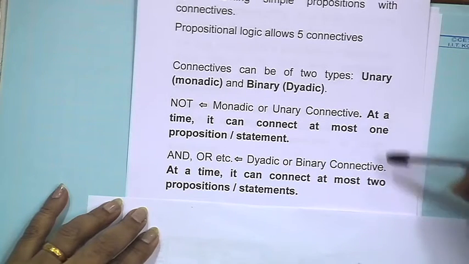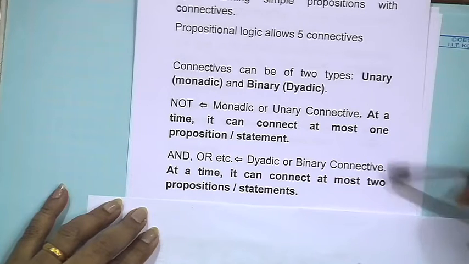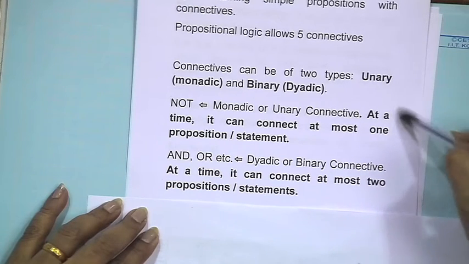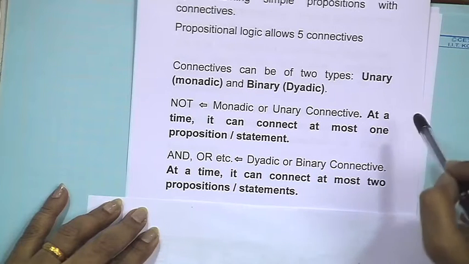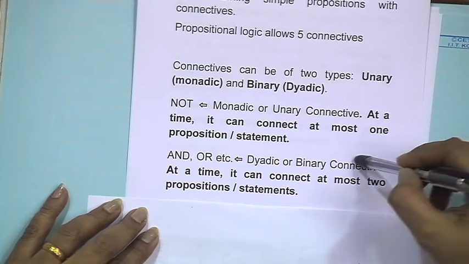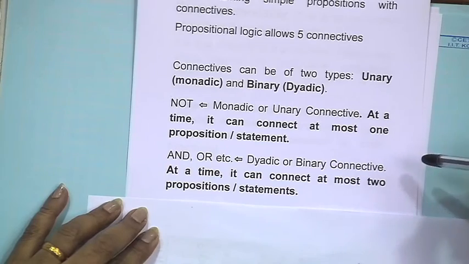Remember that both of these are generating compound statements. Even when you are attaching the unary connective, you are actually generating a compound statement, and that is something important to remember. This is also generating compound statements, and these are the only ways in which out of simple propositions you can get compound propositions.